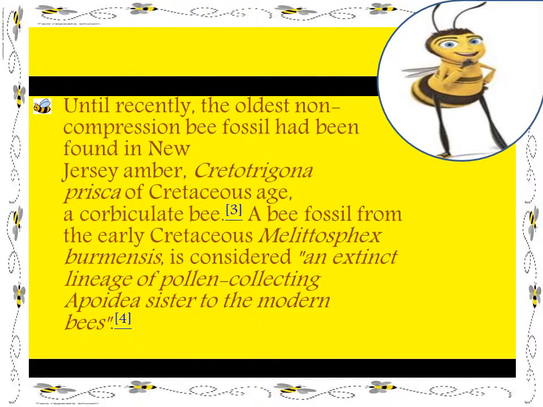Until recently, the oldest non-compression bee fossil had been found in New Jersey amber: Cretotrigona prisca, of Cretaceous age, a corbiculate bee. A bee fossil from the early Cretaceous, Melittosphex burmensis, is considered an extinct lineage of pollen-collecting Apoidea sister to the modern bees.